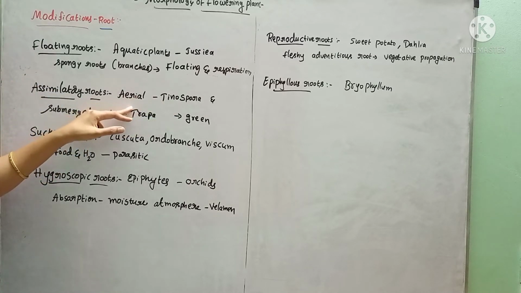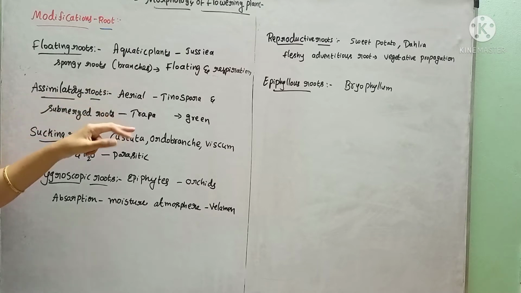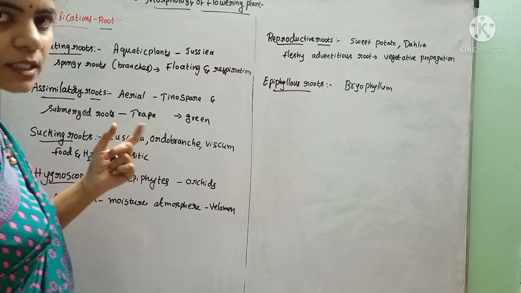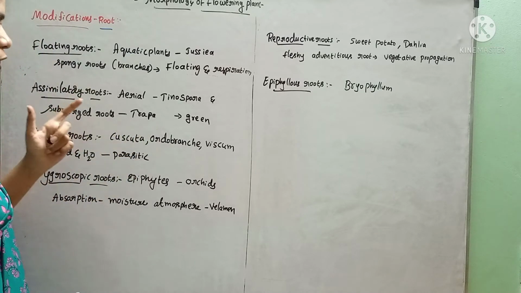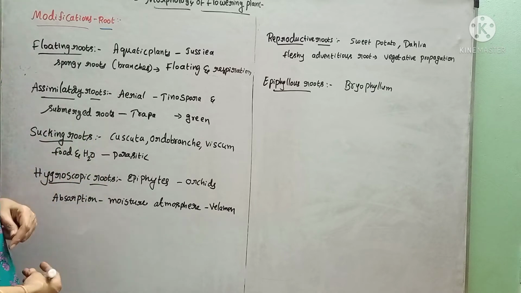They develop aerial roots, and Trapa develops submerged roots. So these aerial roots of Tinospora and submerged roots of Trapa are green in color and perform photosynthesis and make food material. Such type of roots which are able to prepare food material are called assimilatory roots.